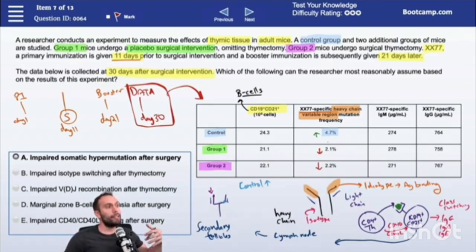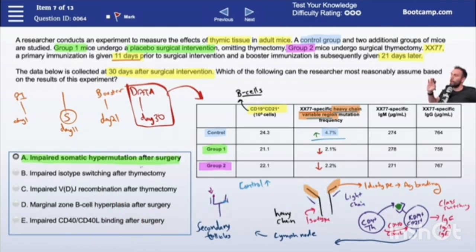And so the idea is if we have more mutations happening in that very specific site, in the heavy chain variable region of this specific antigen binding site, then we're going to have a higher likelihood of stronger binding, right, for this B cell. Okay, so this is why, and we'll get to the other options in a second, this is why the answer is impaired somatic hypermutation after surgery. Okay, the key other point to this is after surgery. Now, if the options were after thymectomy and after surgery, and you're like, oh, I don't know which one to pick, the answer is after surgery, right?